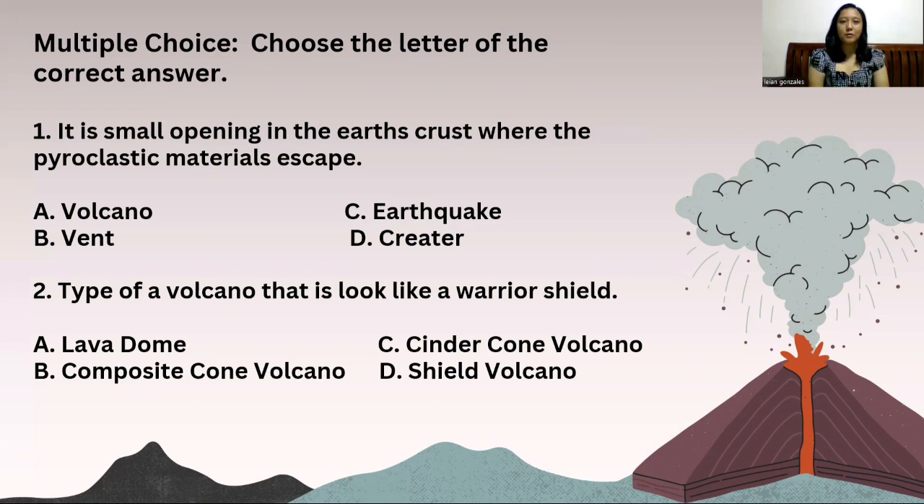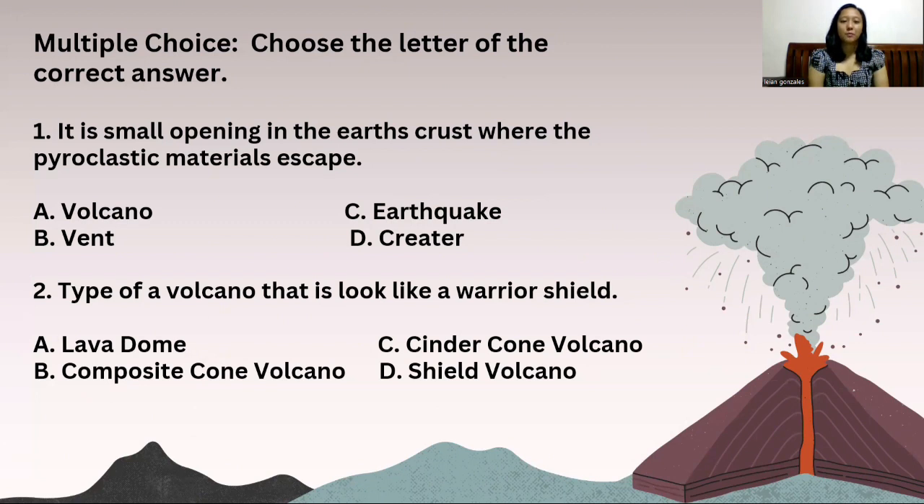Again, I will repeat the question. It is a small opening in the Earth's crust where the pyroclastic material escapes. Letter A, volcano. Letter B, vent. Letter C, earthquake. Letter D, crater.